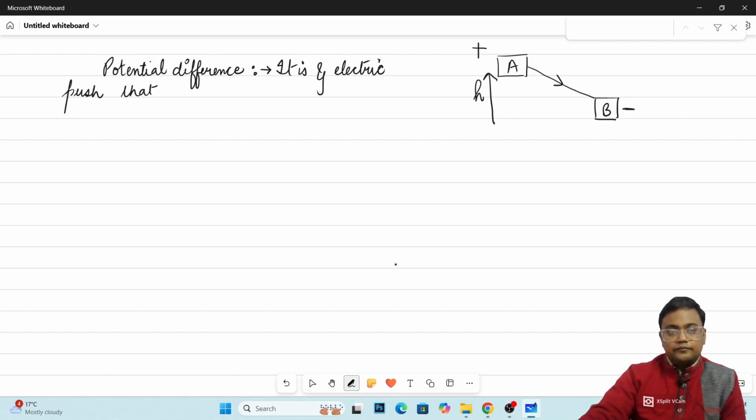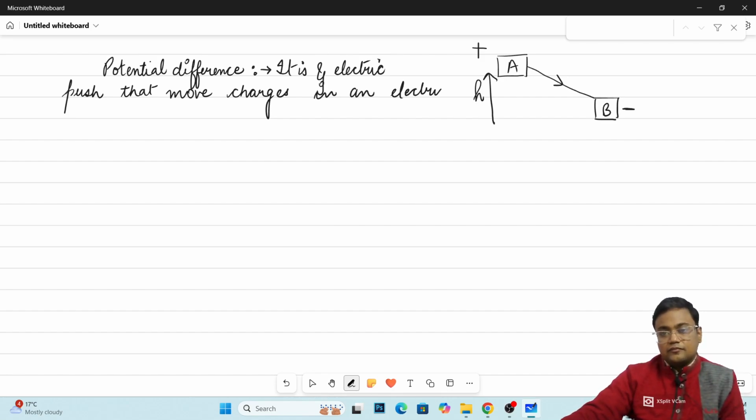It is an electric push that moves charges in an electric circuit. Simplest definition. In an electric circuit. So you must focus on this word push.